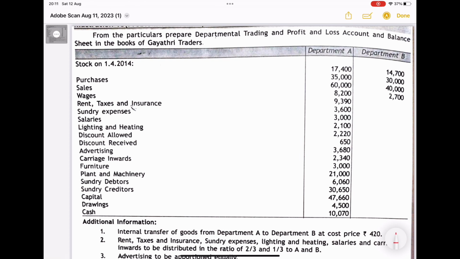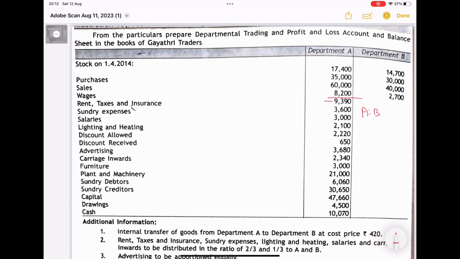Okay, the question is: from the particular, prepare the departmental trading and profit and loss account and balance sheet of Gayatri Limited. The following information is given: stock, purchases, sales, wages, department-wise. Here rent, rates and taxes, and insurance they have given 9,390. Sundry expenses, salaries, all this information is given as consolidated expenses, which means we have to bifurcate it between departments A and B.